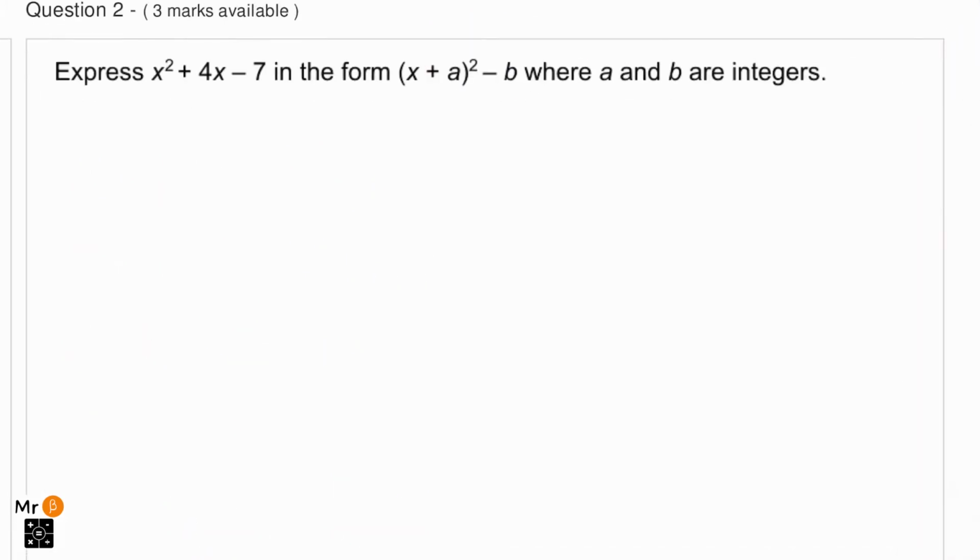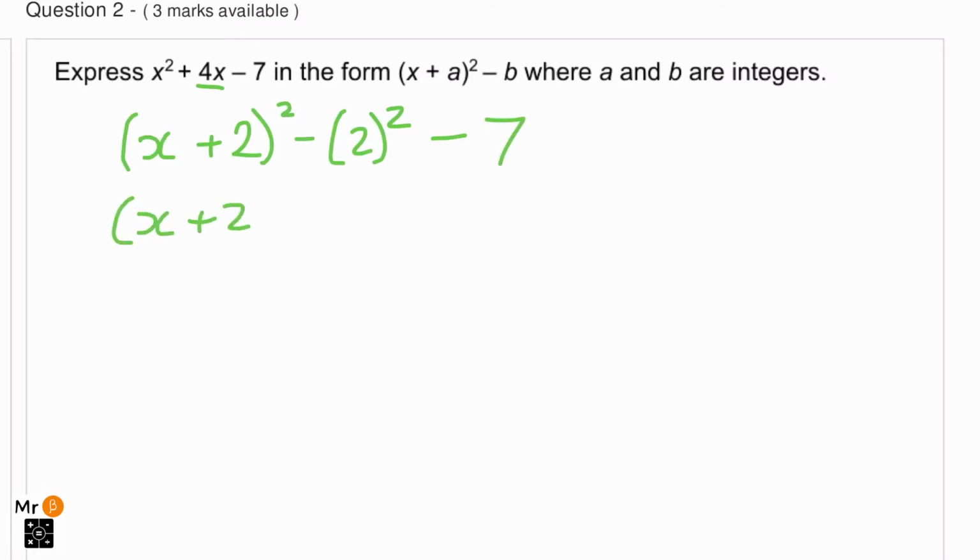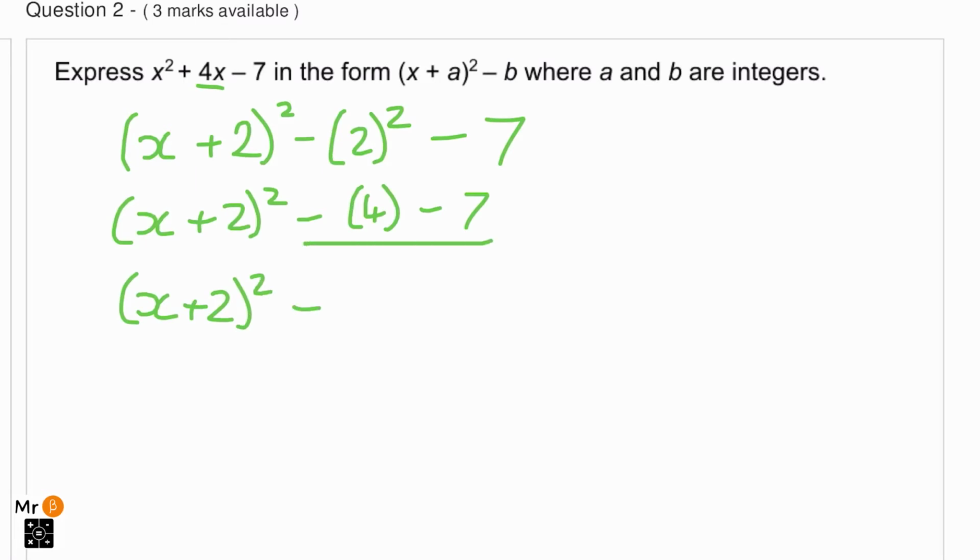Question 2, we're going to follow the same process. So we halve the number in front of the x, we subtract that number squared, and then our part c just drags down. We simplify by squaring, and then we simplify by collecting our numbers at the end. So therefore a would equal 2 and b would equal 11.